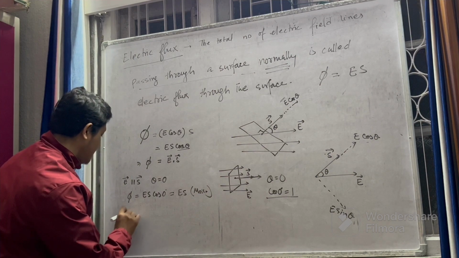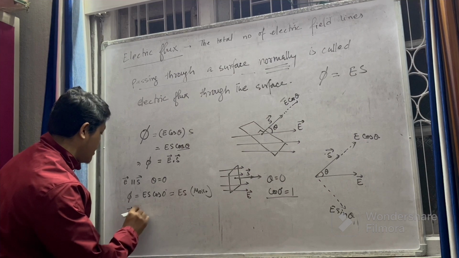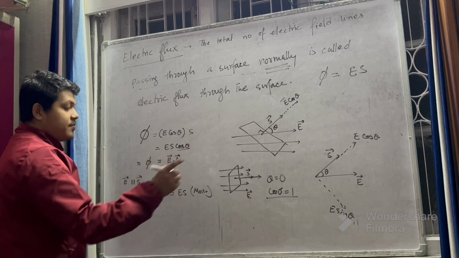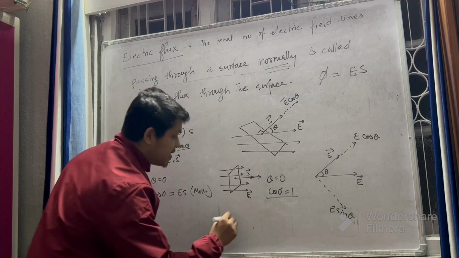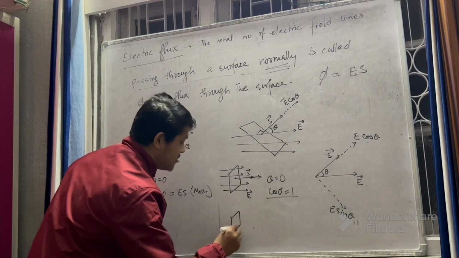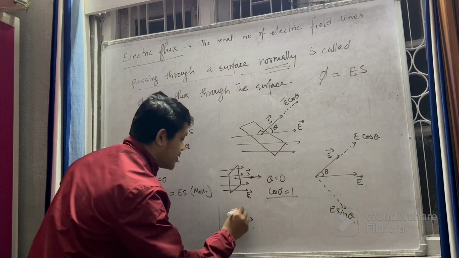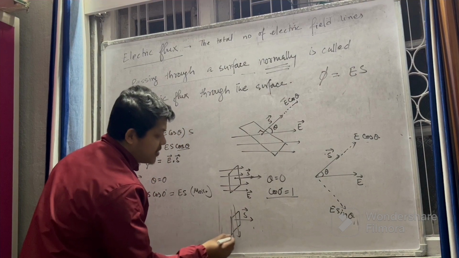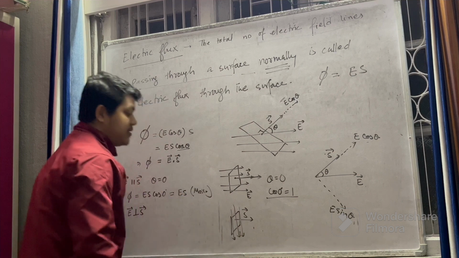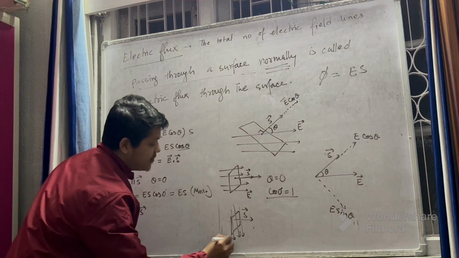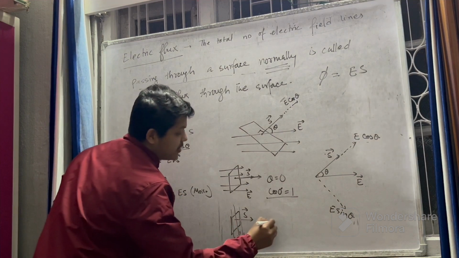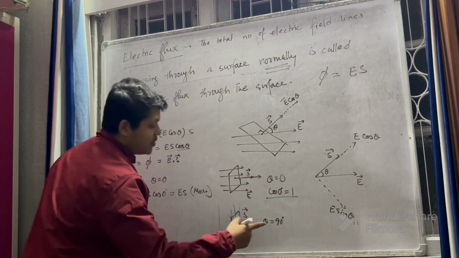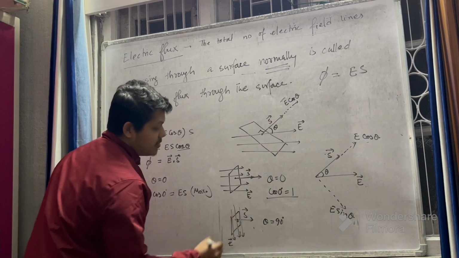And when the electric field is perpendicular to the area vector, not perpendicular to the surface. Perpendicular to the area vector means, this is the surface and this is the area vector S, suppose, and perpendicular to this area vector means parallel to the surface, right? Like this. This is the direction of electric field. In this case, theta will be 90 degree.